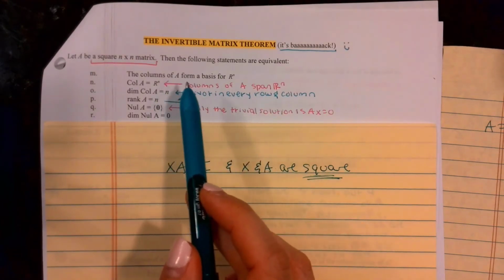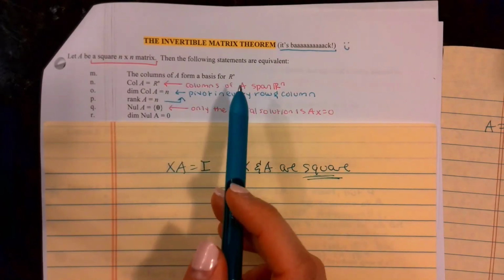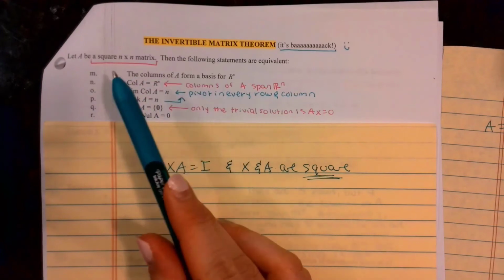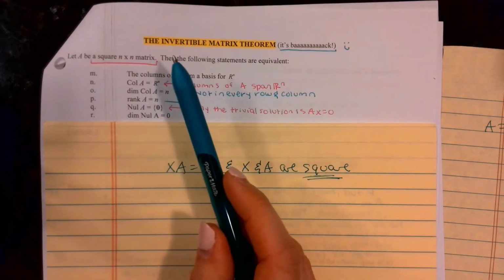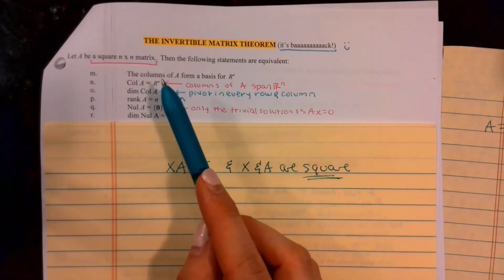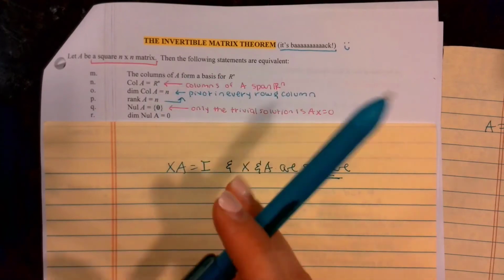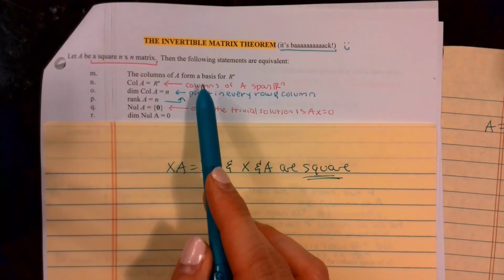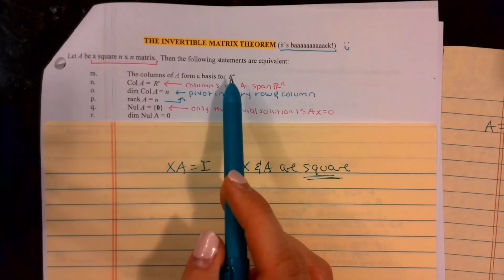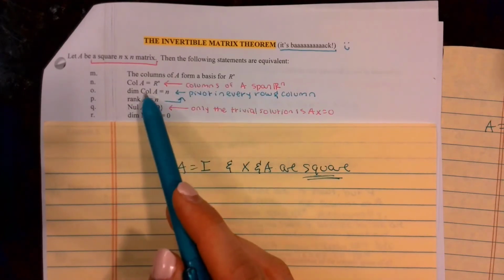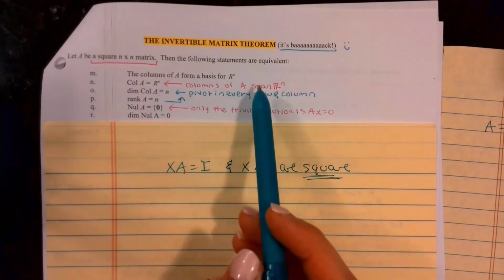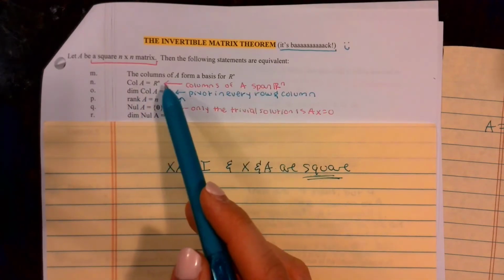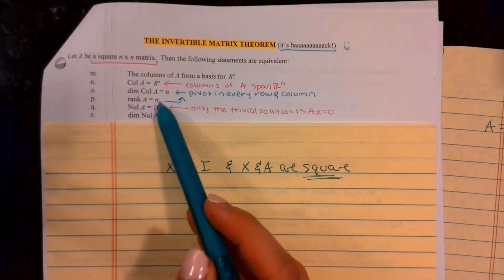All right, so the columns of A form a basis for Rn. That makes sense because in order for it to be a square matrix and for the invertible matrix theorem to apply, we need to have a pivot in every column, okay, which means they are linearly independent, and the span of those columns will be Rn because that will be their size. Okay, so the column space of A spans Rn means the column space is Rn. The dimension of the column space is n. The rank of A is n.